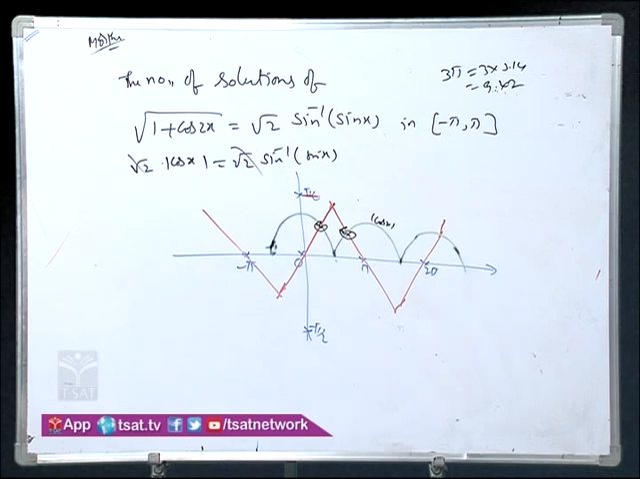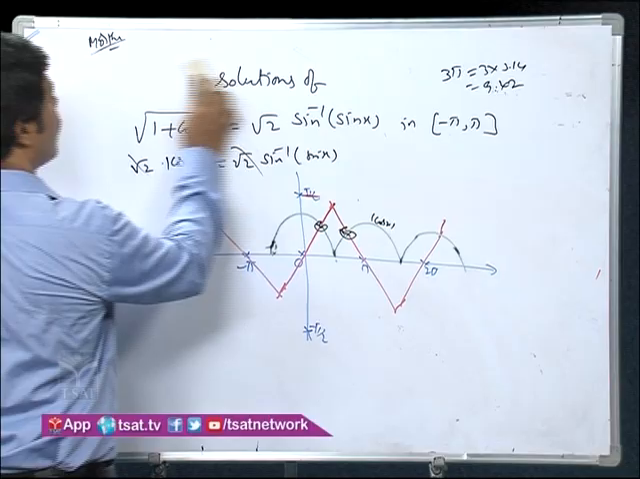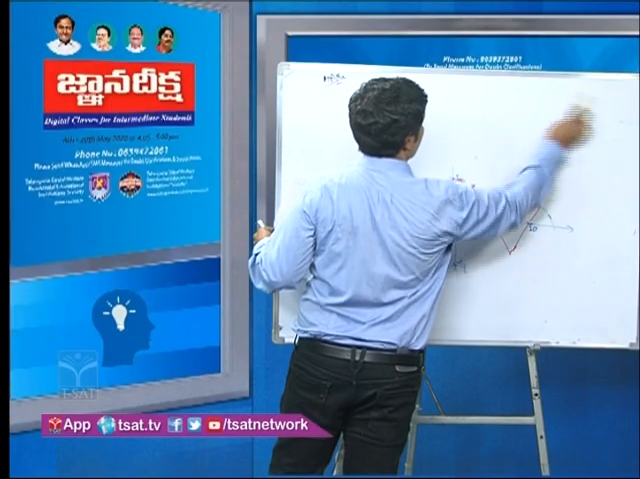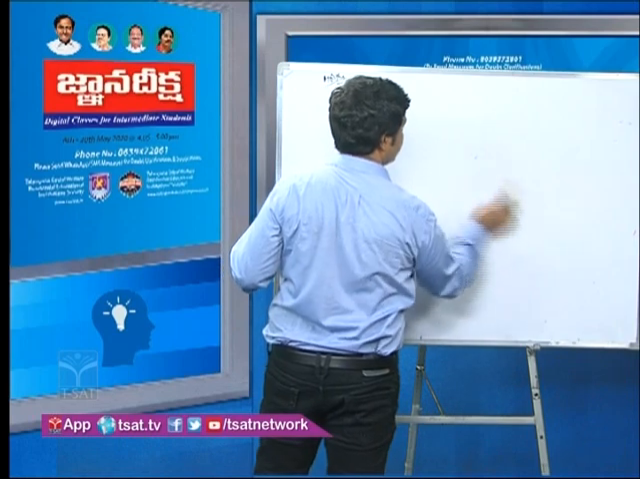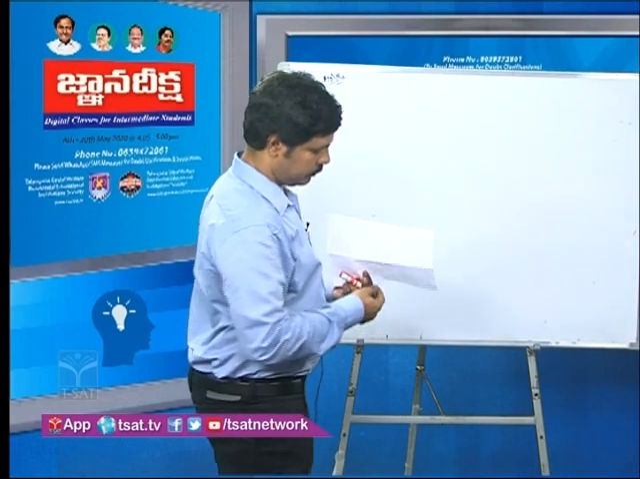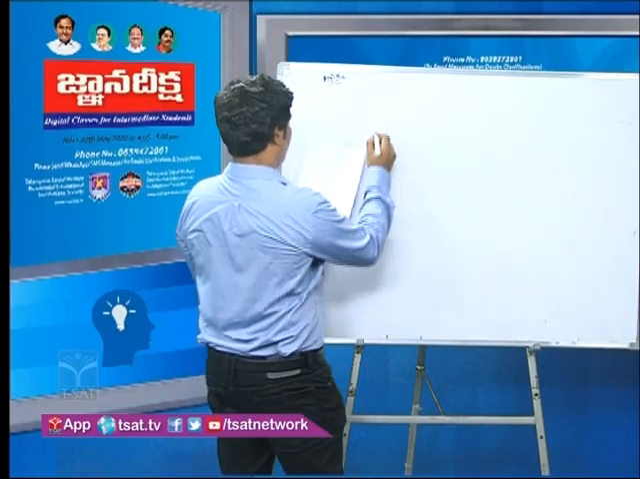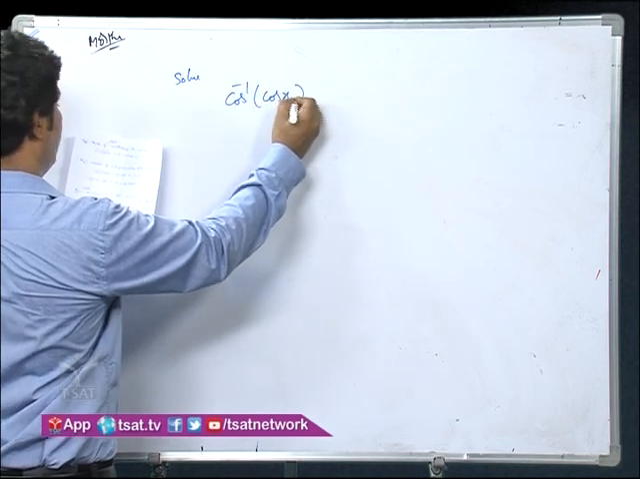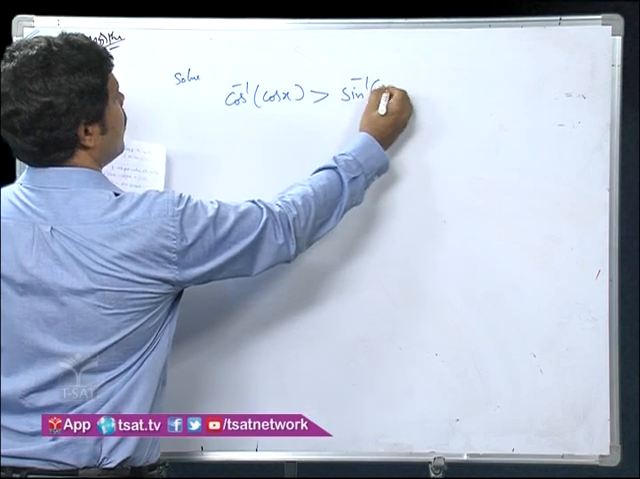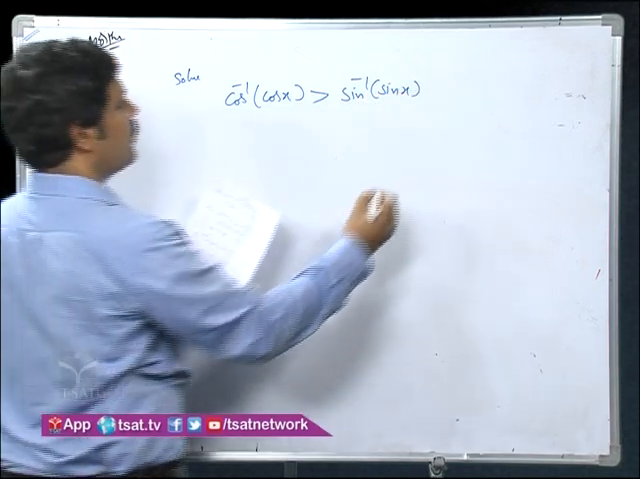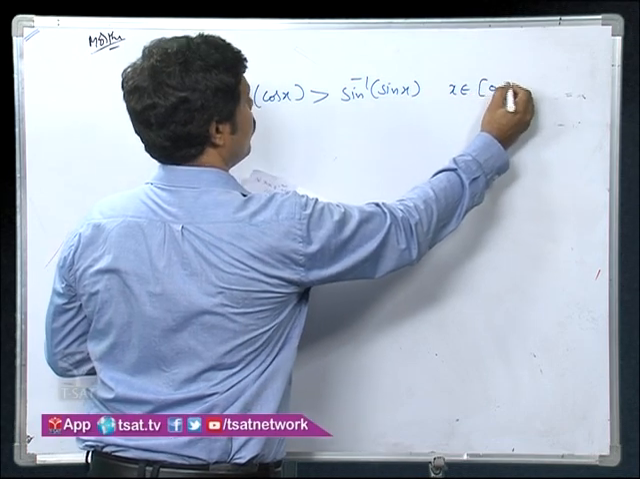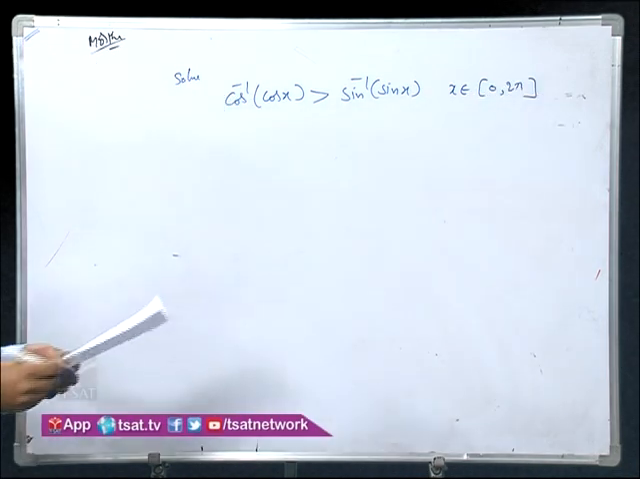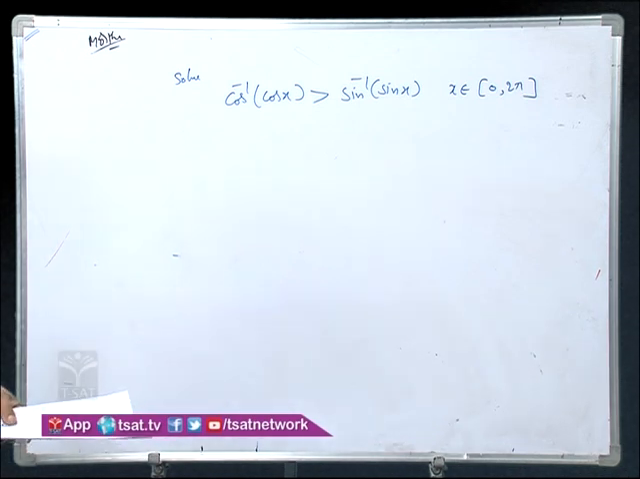Now another question: solve cos inverse of cos x is greater than sin inverse of sin x in the interval x belongs to 0 to 2 pi. This is the other question. We can solve this by graph easily.